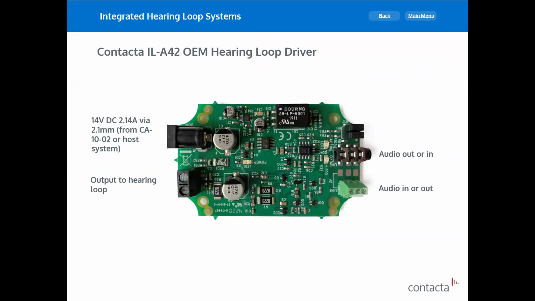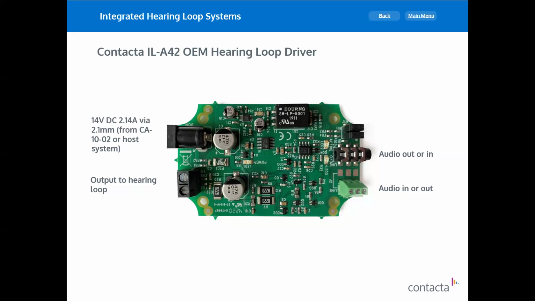A lot of our integrated systems consist of the IL-A42. Okay, and we have about 4 or 5 different varieties of it. This is one of them, a typical IL-42. So the IL-42 is a tiny PCB, as you can see in this photo, probably the size of a cigarette box, very small and very low profile. And essentially, this is a hearing loop driver.